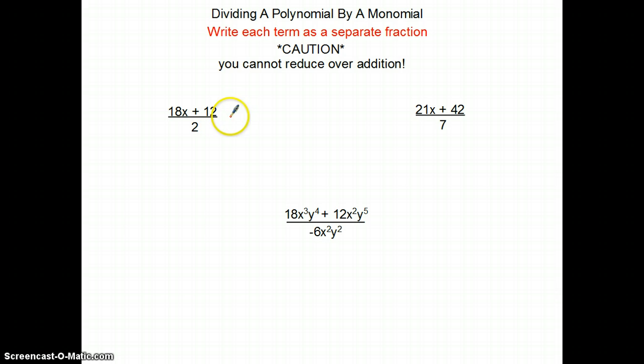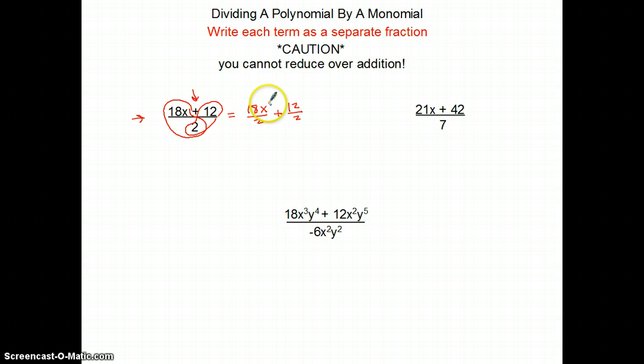So what I'm going to do first is break this up into two separate fractions. The first is 18x over 2, and the second, since there's a plus sign in the middle, I add on a 12 over 2. You can imagine adding these two fractions together. If you added them together, since the denominators are the same, you would end up with exactly what we started with. So all we're doing is we're breaking it up.